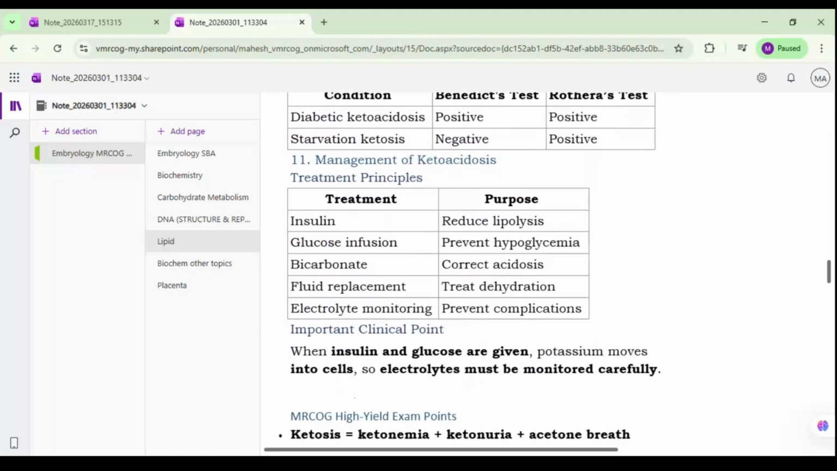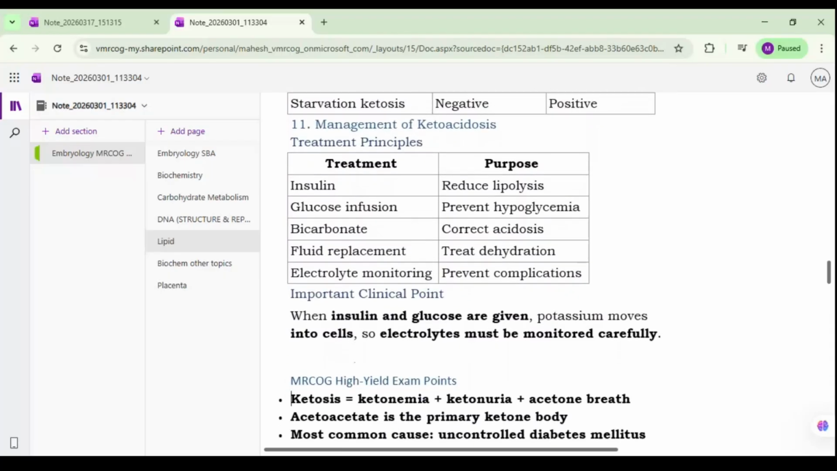Now coming to the management of ketoacidosis, we know that insulin will reduce lipolysis. Glucose infusion will prevent hypoglycemia. Bicarbonate is required for correction of the acidosis, fluid replacement will treat the dehydration, and electrolyte monitoring will prevent complications. So this is the pathophysiology which is happening and how you correct it by giving insulin, glucose infusion, bicarbonate, fluid replacement, and electrolyte monitoring. An important clinical point is that when insulin and glucose are given, potassium moves into the cell, so electrolytes must be monitored carefully.